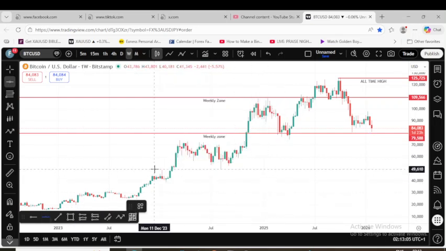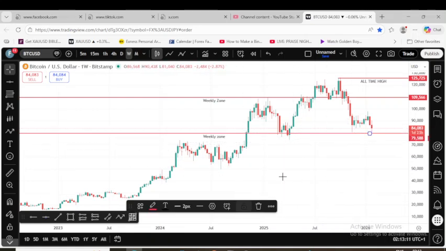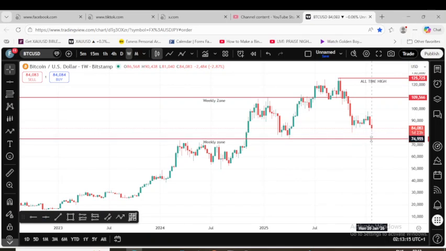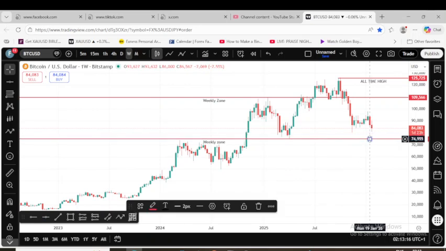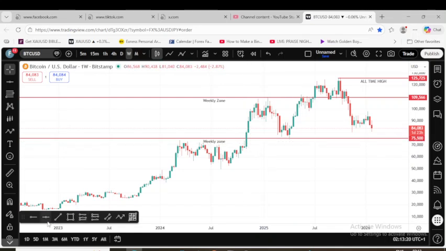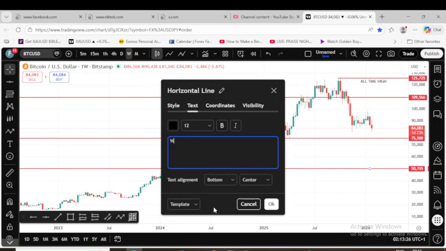Okay, so I should actually move this zone a little bit lower. It should actually be here. We have another zone here like this. This is another weekly zone.